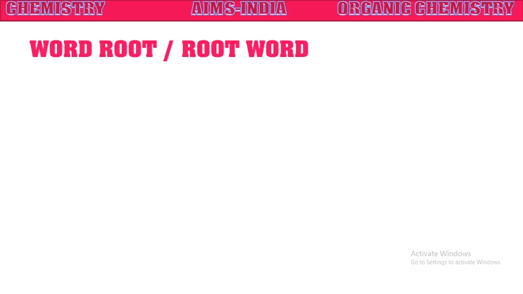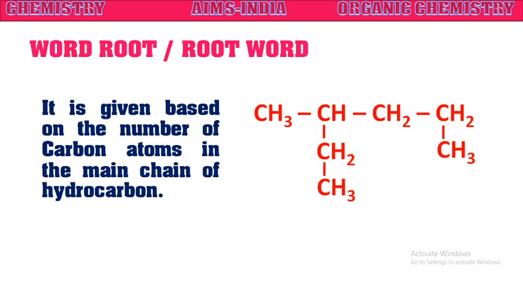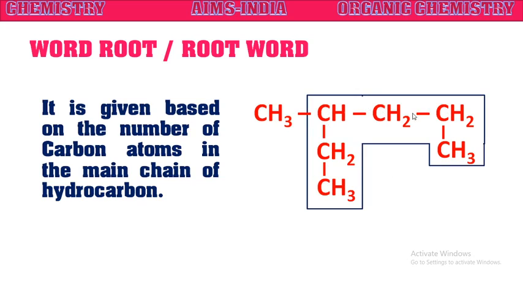First one, word root or root word. It is given based upon the number of carbon atoms present in the main chain of the hydrocarbon. So the given compound is like this. Let us find which is the main chain of this hydrocarbon. We have to select the chain of the hydrocarbon which contains the maximum number of carbon atoms as the main chain. If you observe this compound, there are two possible main chains. One is this and the other one is this. But this is getting more number of carbon atoms into it, so we can consider this as the main chain.